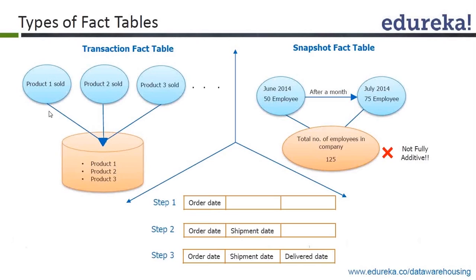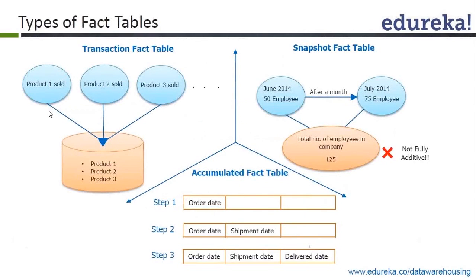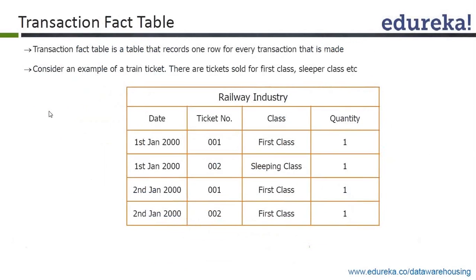So this kind of fact table is called accumulated fact tables, where the data is getting accumulated as and when the different business processes are completed. So similarly, let's see the first one, transaction fact table, as we discussed, which stores a transaction for each record.